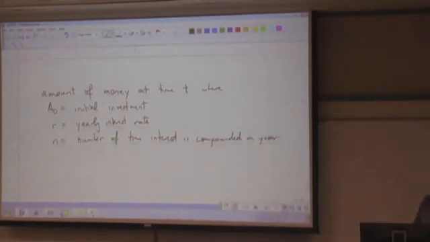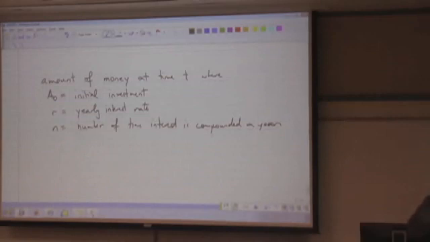So one of the problems from the homework is number 18. It says if $500 is borrowed at 14% interest, find the amounts due at the end of 2 years if the interest is compounded: number 1, annually; number 2, quarterly; number 3, monthly; number 4, daily; number 5, hourly; and number 6, continuously. So the only thing we haven't talked about is continuously.